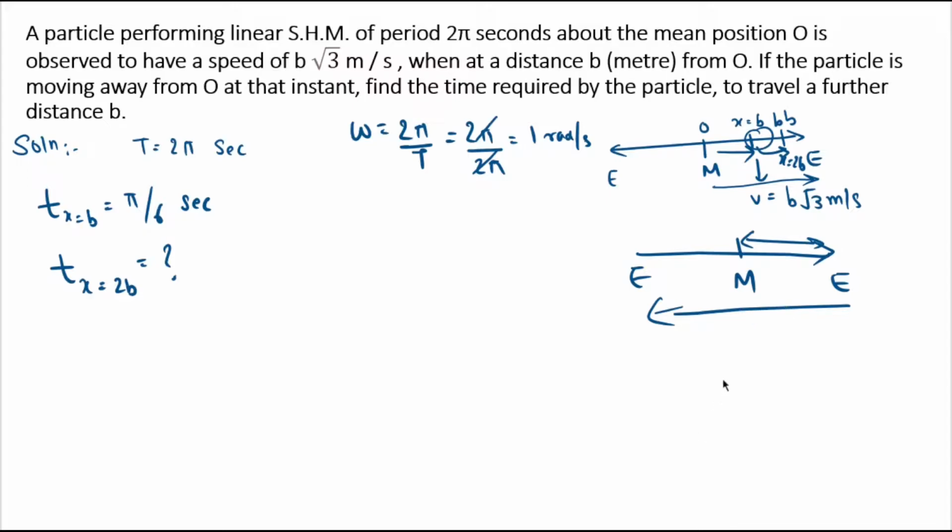So we can say that the time required for the particle to go from mean position to one side of the extreme position is t equal to time period upon 4, which implies 2π upon 4, which is equal to π by 2 seconds.